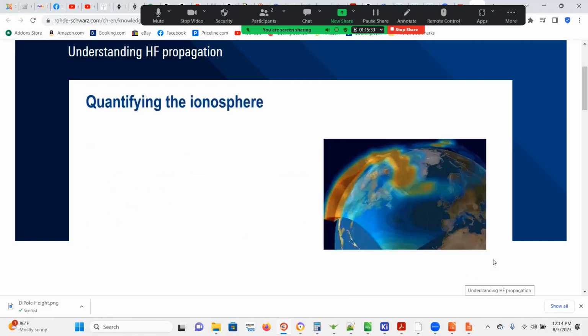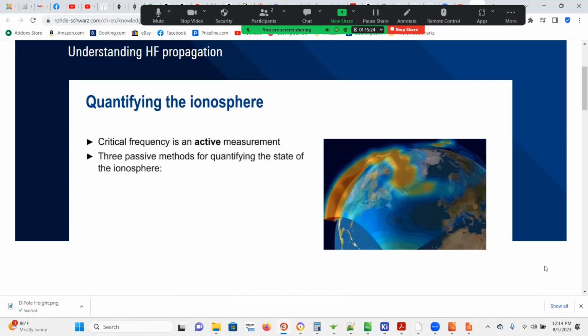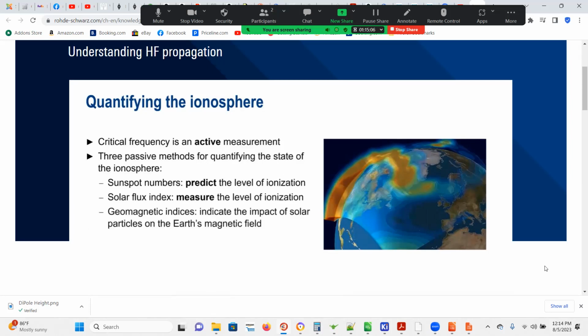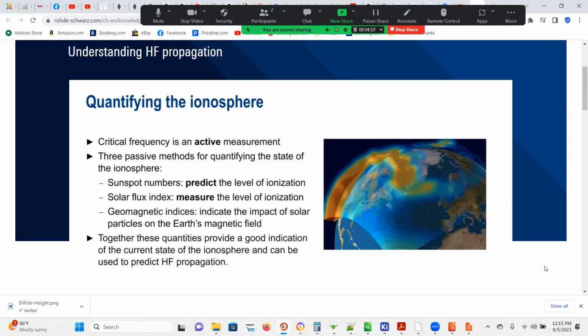Critical frequency is one way of quantifying the state of the ionosphere, but it is an active test. We transmit signals and measure the return signals. In addition to critical frequency, there are 3 common passive methods that can be used to quantify the state of the ionosphere. The first of these is sunspot number, which can be used to predict the level of atmospheric ionization. The second is the solar flux index, which is an actual measurement of ionization. There are also 2 geomagnetic indices, the A index and the K index, which give an indication of the impact of solar particles on the Earth's magnetic field. Taken together, these quantities provide a good indication of the current state of the ionosphere and can be used to predict HF propagation. Let's take a look at each of these 3 quantities in a bit more detail.